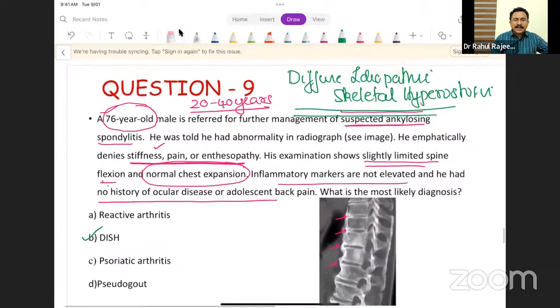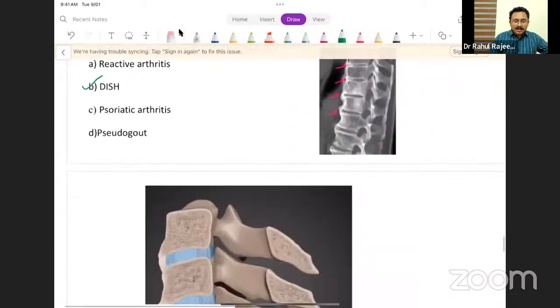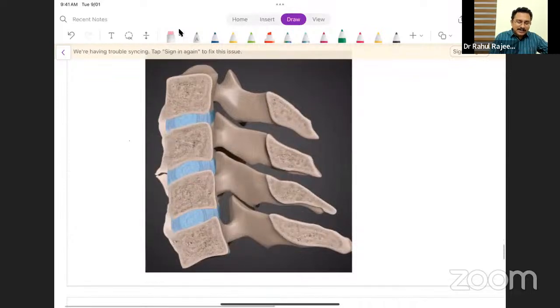This is usually seen in the elderly. The exact etiology is not known. Patients may have some clinical features suggestive of ankylosing spondylitis, like a slightly limited lumbar spine flexion, but not other skeletal or extraskeletal manifestations, and neither will there be any elevation of the inflammatory markers. So this is what happens in DISH, ossification involving the anterior longitudinal ligament.